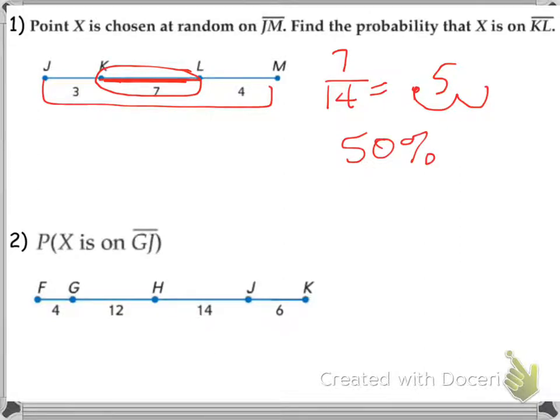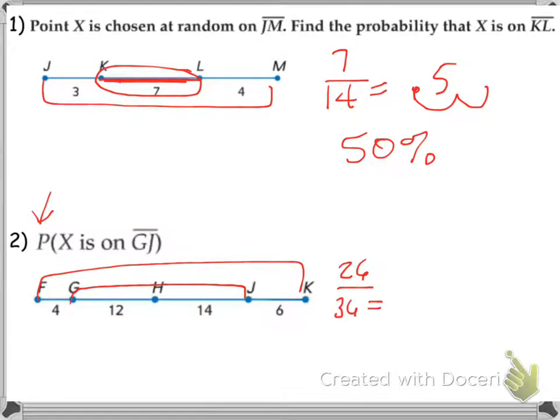Number 2 says the probability. When you see this P like that, that's saying the probability. It didn't say that up at the top, but that's what you would see. When you get into statistics, you'll see that a lot. So the probability that X is on GJ, so from G to J, I want that part. So if I take the part, that's 12 plus 14 is 26, over the whole, which would be 36, you end up getting 0.722, and so that would be 72.2%.